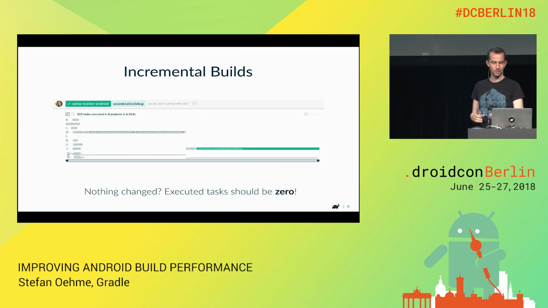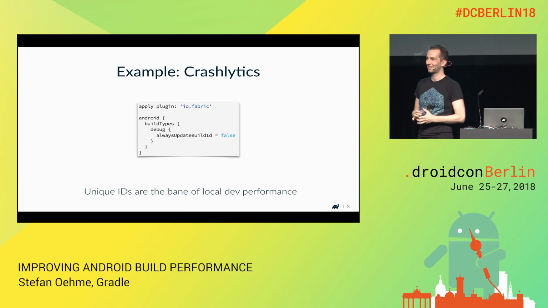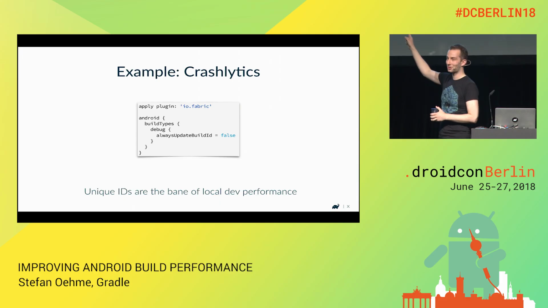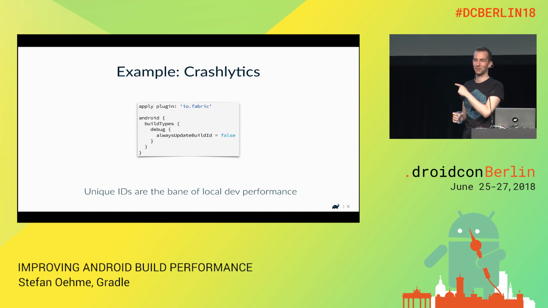What happened here? Well, I drill down into this task and I see, this task was not up to date because the value version codes has changed. Where's that version code coming from? It's Crashlytics. Crashlytics, by default, and I don't know why they do that for debug builds, you might want to bug them about that, by default, it will create a unique ID every time you build. So in its default configuration, Crashlytics will completely kill incremental builds. So make sure, this is the one snippet that I want you to copy-paste, by the way, make sure you tell Crashlytics to stop that on debug builds.